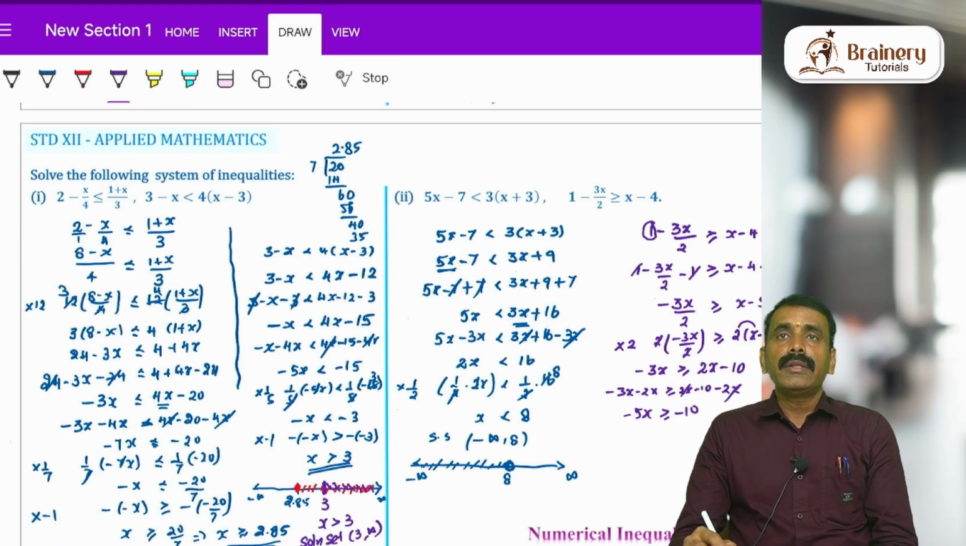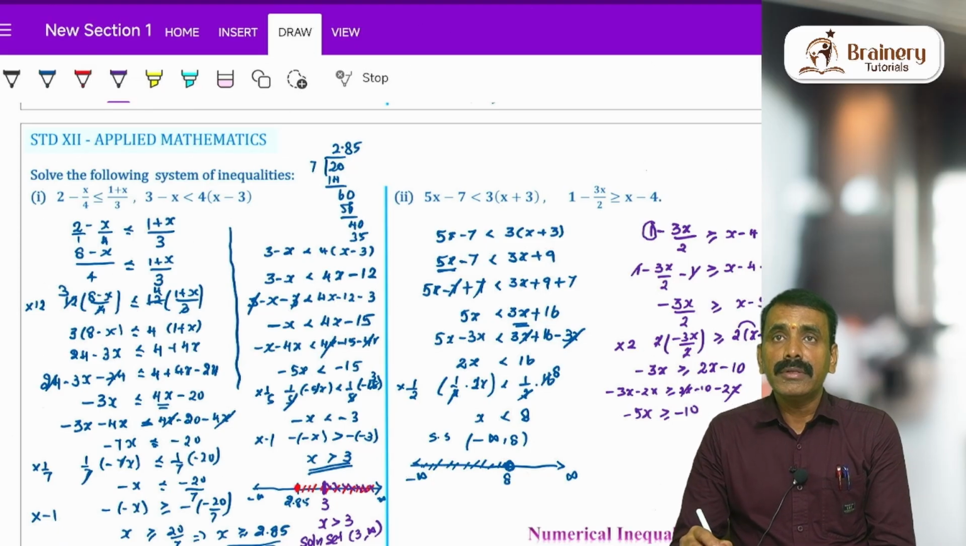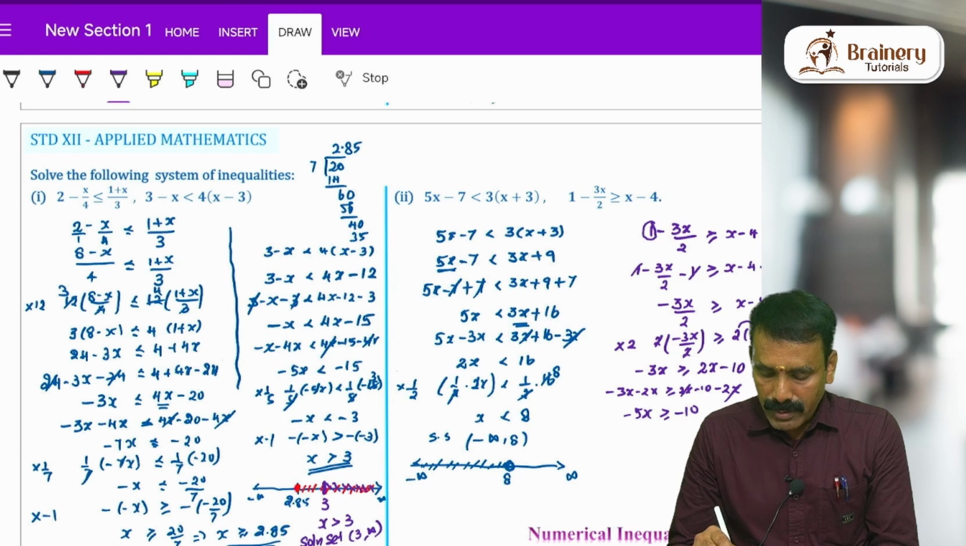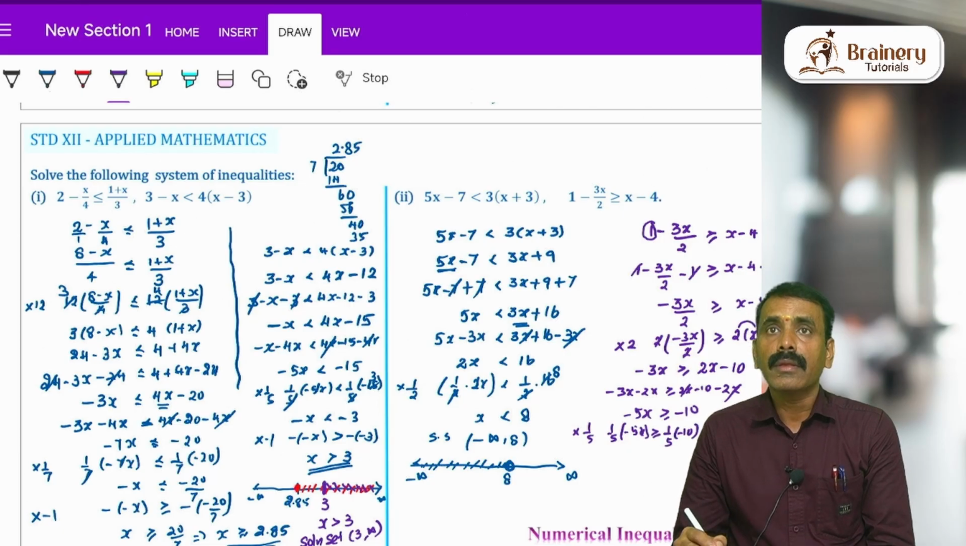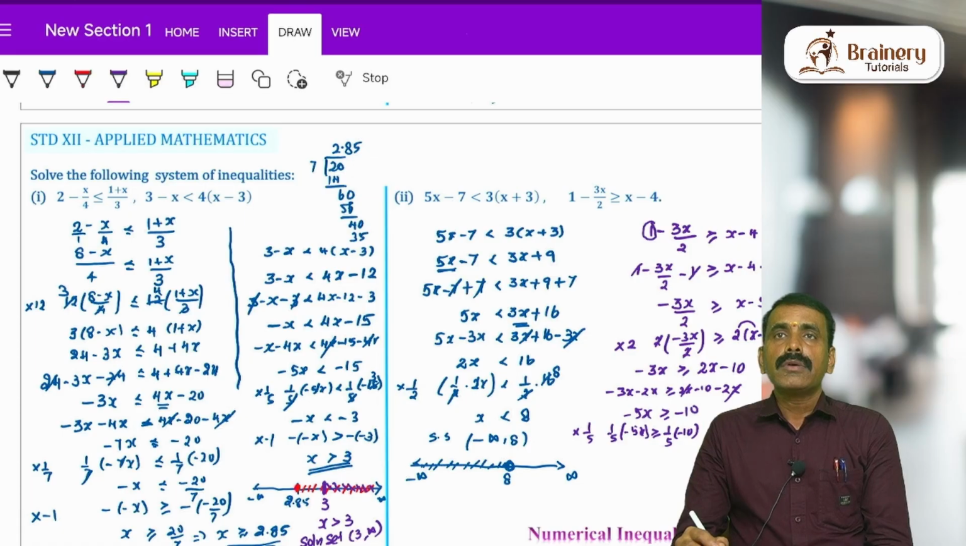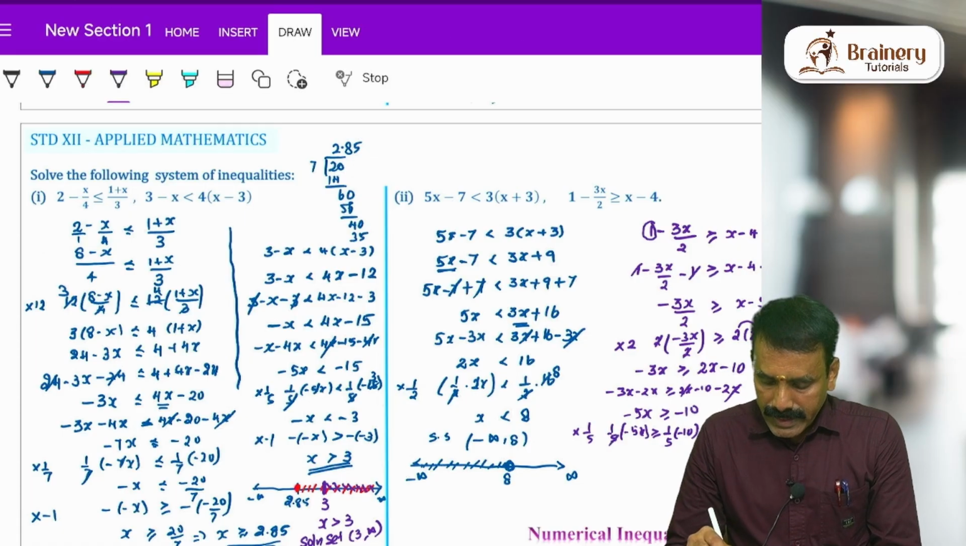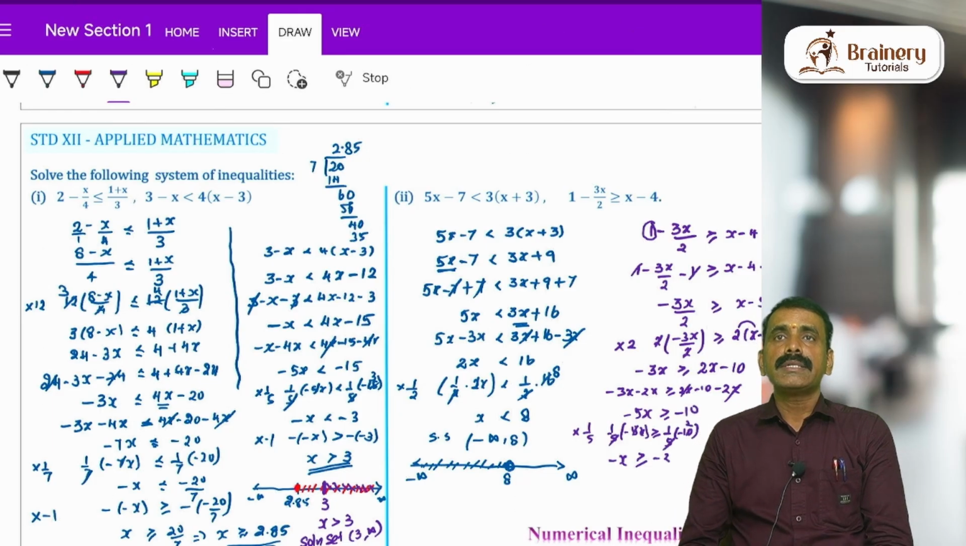So I am having 5 on the left hand side. So I want to remove that 5. So what am I supposed to do? Multiply with 1 by 5. So 1 by 5 into minus 5x greater than or equal to 1 by 5 into minus 10. So what do we get now? 5 and 5 cancel. So it is minus x greater than or equal to, if you cancel 5 and 10, it is minus 2. Minus x is greater than or equal to minus 2.